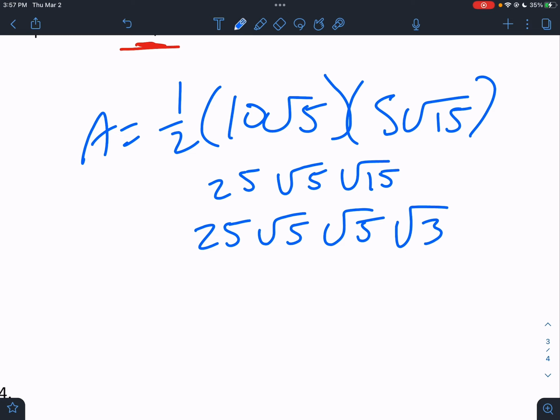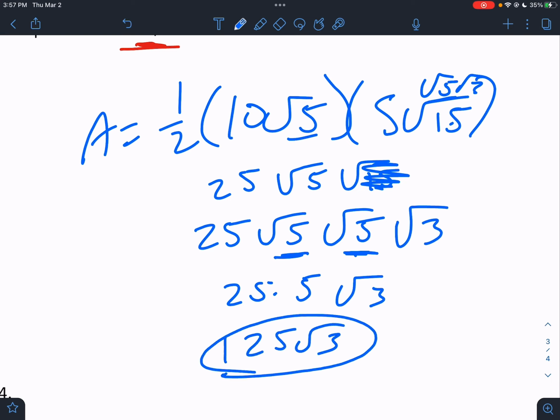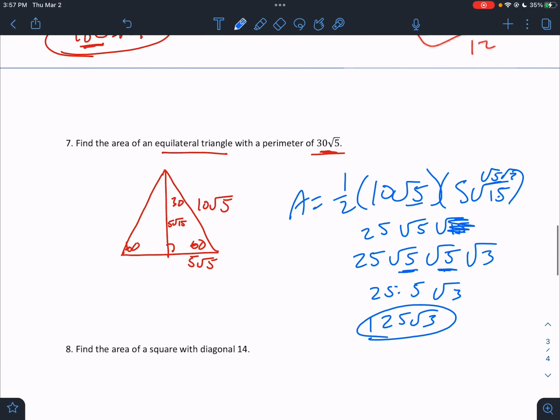Remember, when we break down radicals, we want to split it up into GCFs. So if that's a 5, root 5 times root 5 equals whole number 5. I took the 15 and made it root 5 times root 3 so that I could do root 5 times root 5, which is whole number 5. So that's 125 root 3. And that's the best way to do that problem.